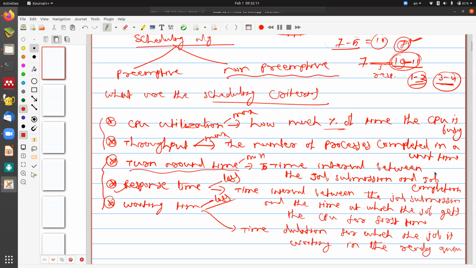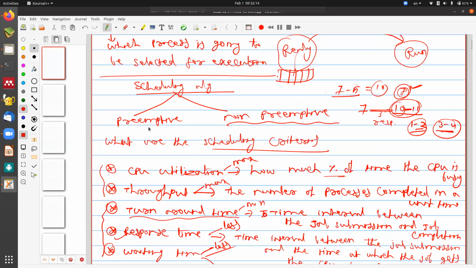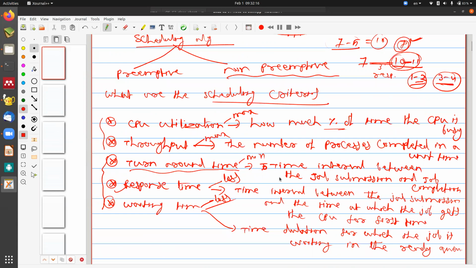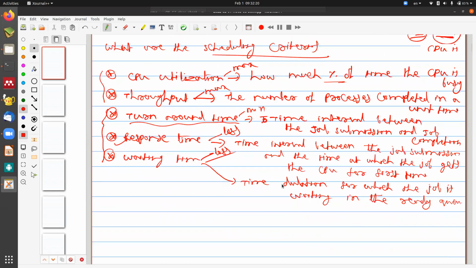Now we'll go for this. I have not discussed what is the preemptive and non-preemptive algorithm, but we'll start with one by one algorithm. The first simplest algorithm. Yes, ask.